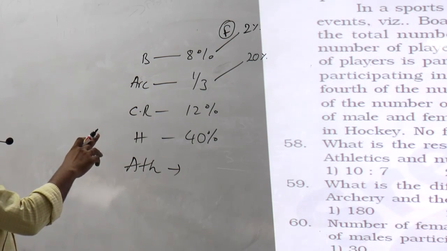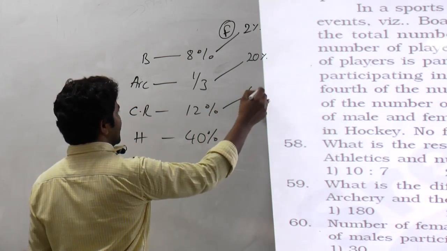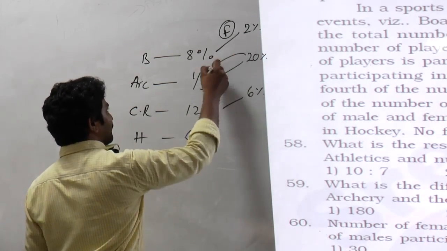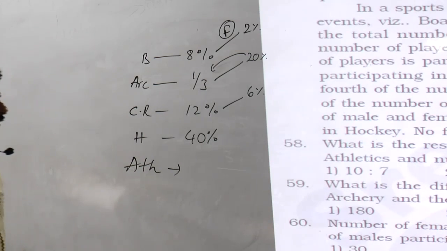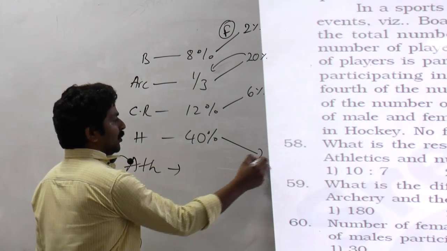Next, archery only. There is an equal number of male and female players in car racing. Car racing, so this is 6%. 20% of this, remember. Next, there are 220 male players participating in hockey. Male players 220.